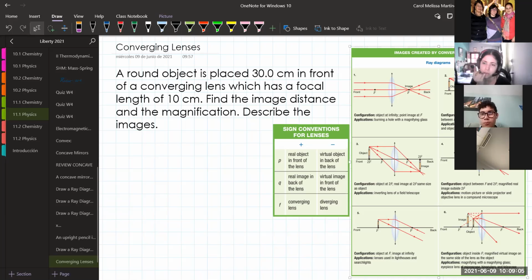We have, let me see, 11.1 physics, okay. So it says, a round object is placed 30 centimeters in front of a converging lens, which has a focal length of 10 centimeters. Find the image distance and the magnification. Describe the images. Okay, so let's see.